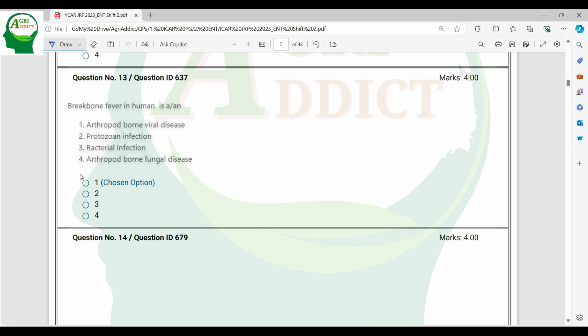Breakbone fever in human is an arthropod borne viral disease. Breakbone fever is another name of dengue. Dengue fever is transmitted by Aedes mosquito. Dengue fever is also known as breakbone fever due to the severe pain in the joints of the legs and hands and other joints. Severe pain and severe problems can occur. That's why dengue is also known as breakbone fever, and it is vectored by an arthropod, that is an insect, Aedes aegypti. So option 1, arthropod borne viral disease, is the correct answer.